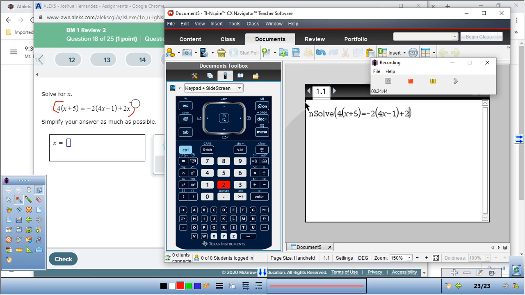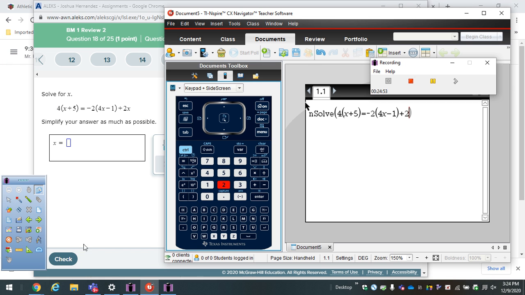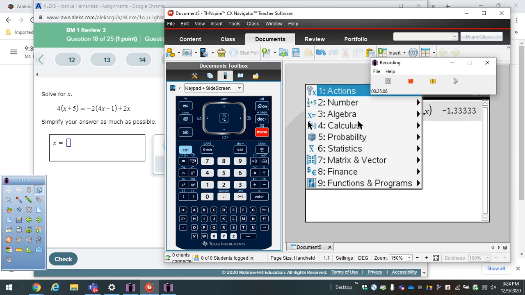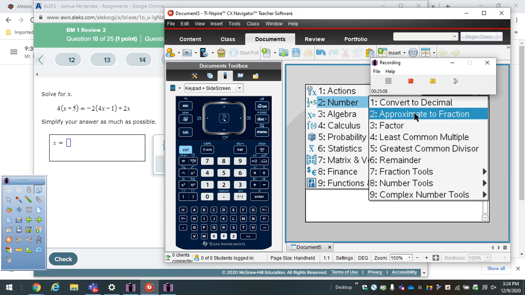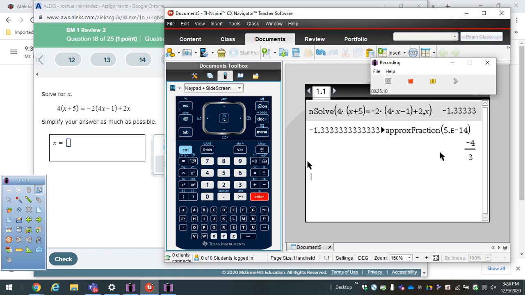After you do all of that, in here you have to put comma x, okay? So in here I got to put comma x. Press enter. Oh, great. It gave me the answer. I just don't like that answer because that one is a decimal and I want a fraction. So I'm going to go here, menu, number, go to approximate to a fraction, enter, and it's negative 4/3.